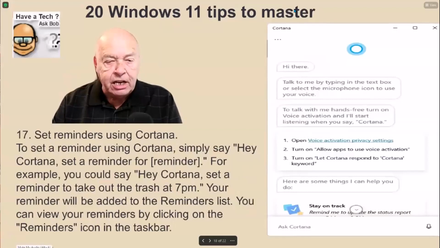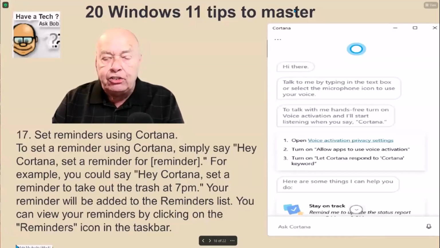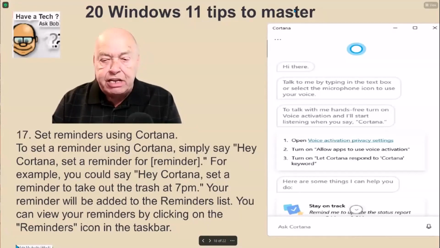Number 17. Set reminders using Cortana. To set a reminder using Cortana, simply say, "Hey Cortana, set a reminder for reminder." For example, you could say, "Hey Cortana, set a reminder to take out the trash at 7 p.m." Your reminder will be added to the reminder list. You can view your reminders by clicking on the reminders icon in the taskbar.